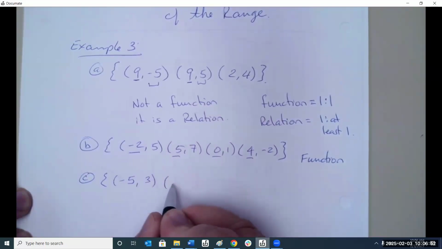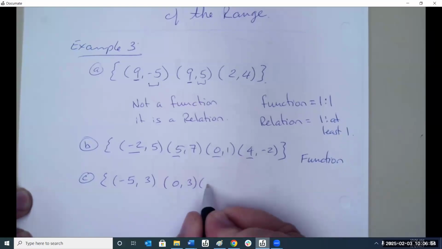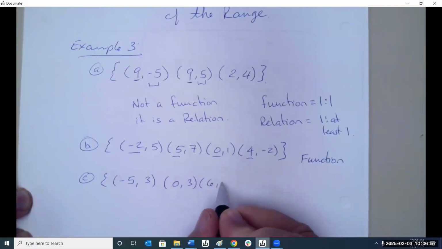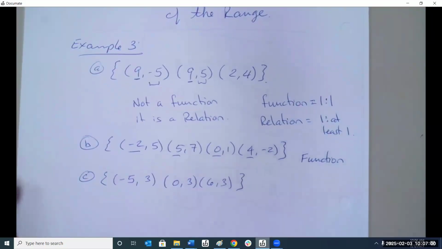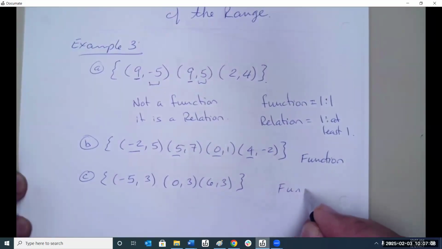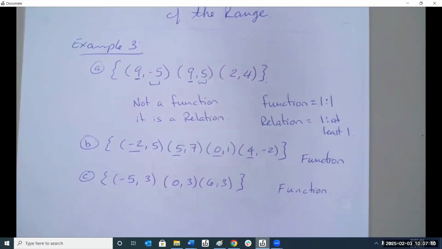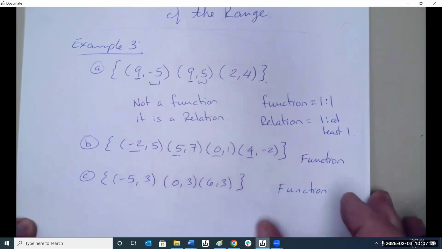-5, 3. 0, 3. 6, 3. Is this a function? Why? All the x's are unique. All the x's are different. So it's automatically a function. Does it matter if all the y values are 3? No, because we're just looking at all the x's going to different y's. Each x has to be unique.